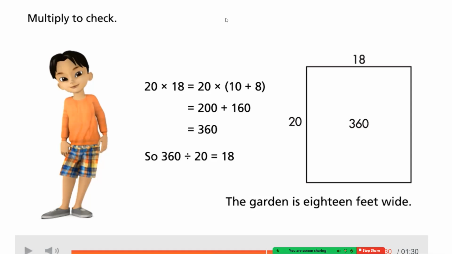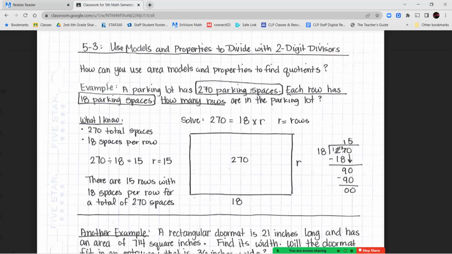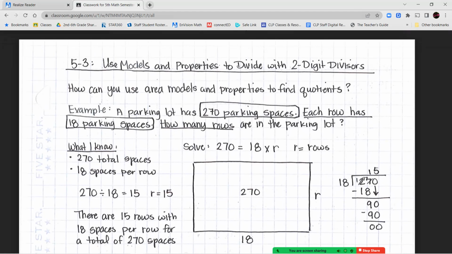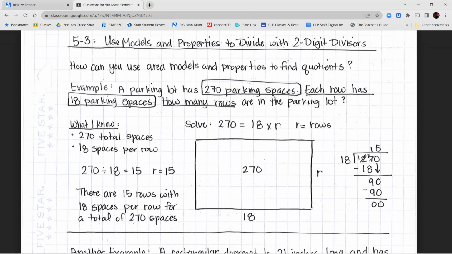All right, let's go ahead and hop into our notes for this lesson. Now, our title is Using Models and Properties to Divide with Two-Digit Divisors. So how can you use an area model and properties to find your quotient? Let's take a look at our first example.